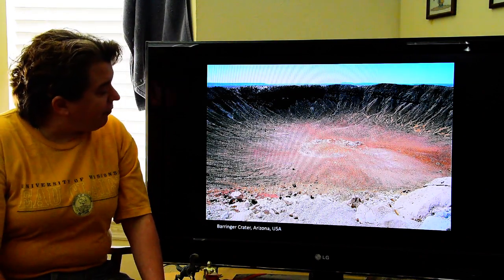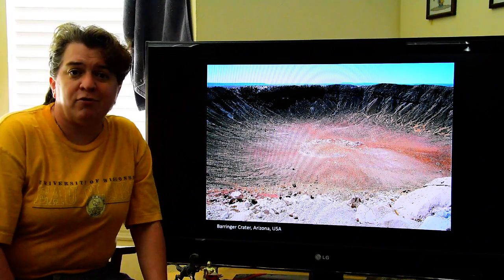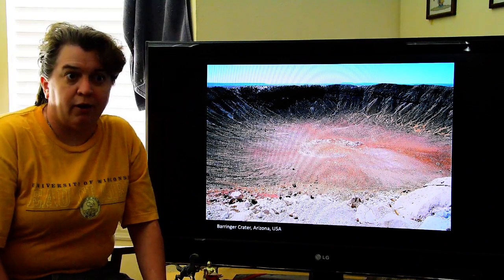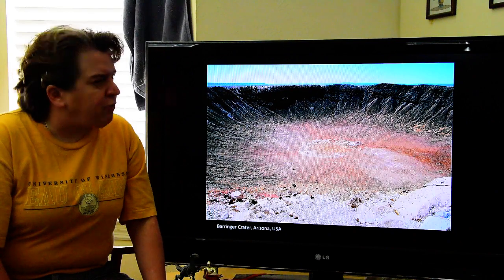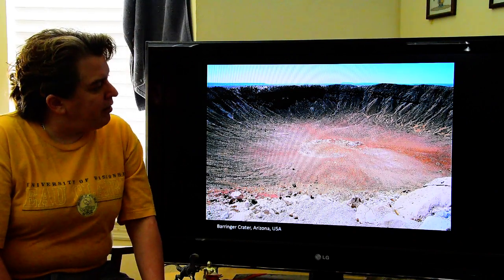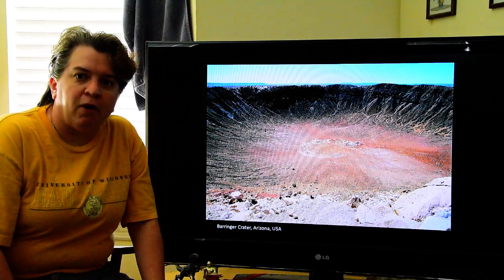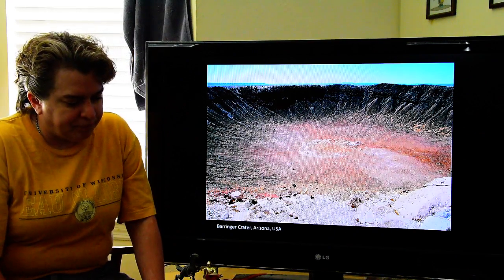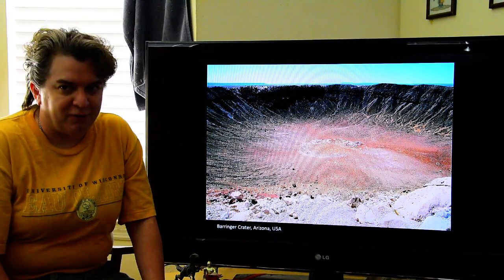This is the Barringer Crater in Arizona, also sometimes just called Meteor Crater, Arizona. It was created about 50,000 years ago when a meteorite hit this part of the desert. I'm going to pan down and show them.